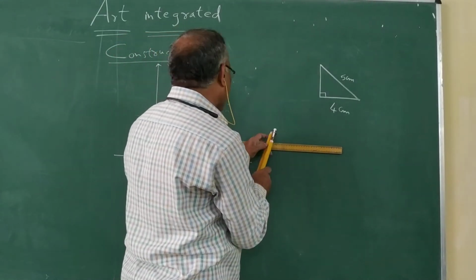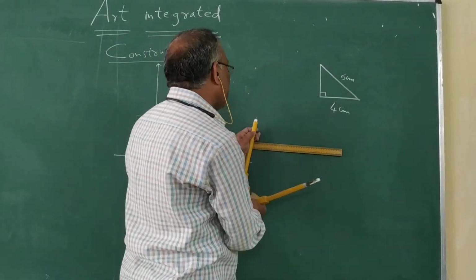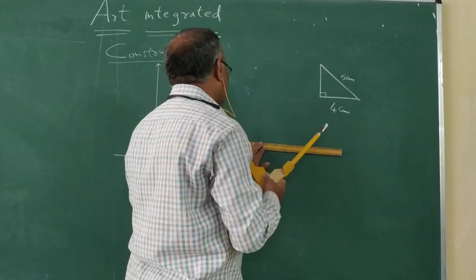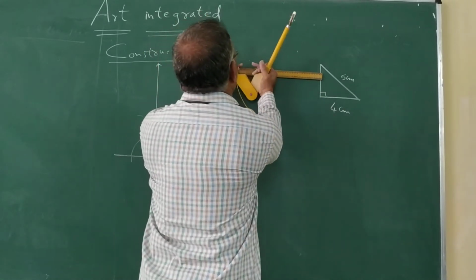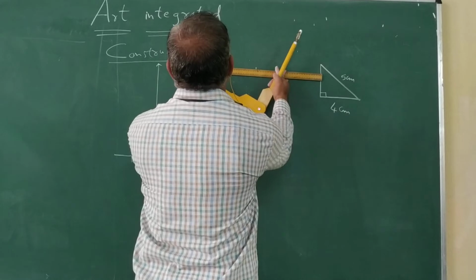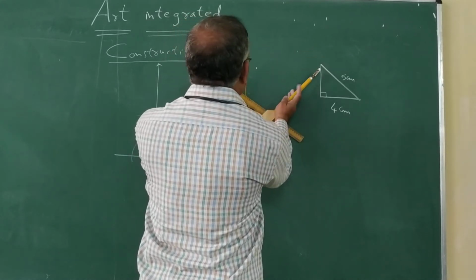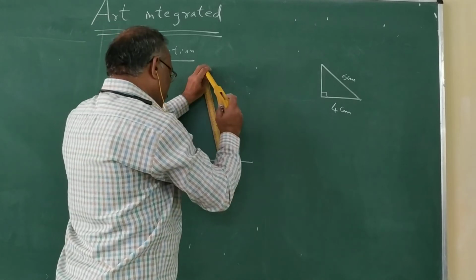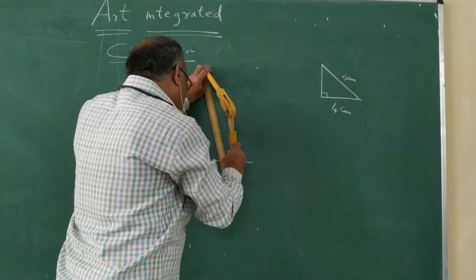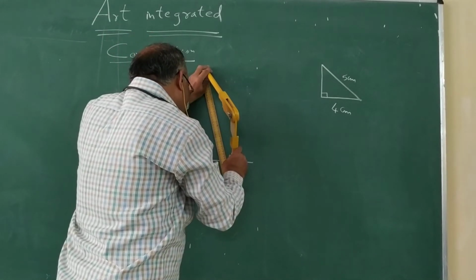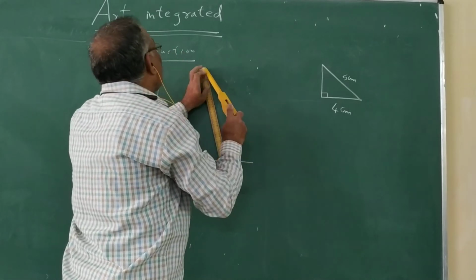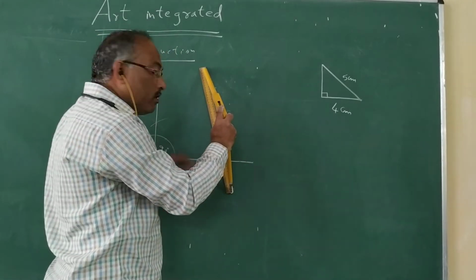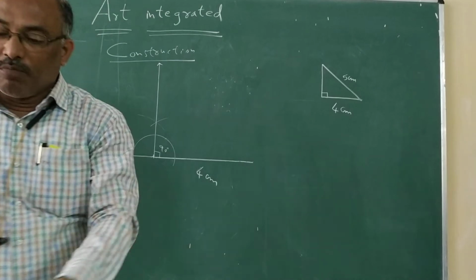Here on the blackboard I am taking 10 times, which means I will take 50 centimeter. Here the distance I am taking is 50 centimeter. The scale is a half meter scale, 50 centimeter. Okay. Yes, sir. Now where to place the compass?